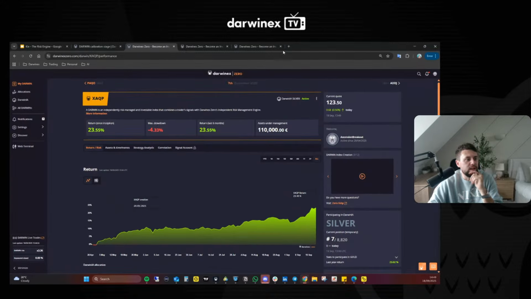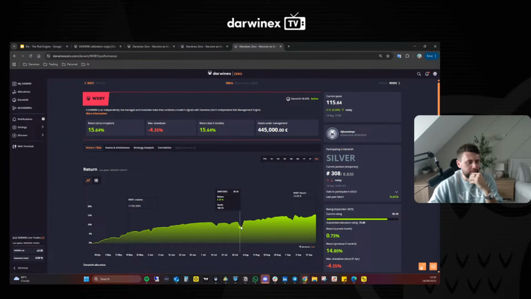WXBY is like a martingale. I think it's more grid than martingale. I could be wrong. Tail might be able to elaborate on that.